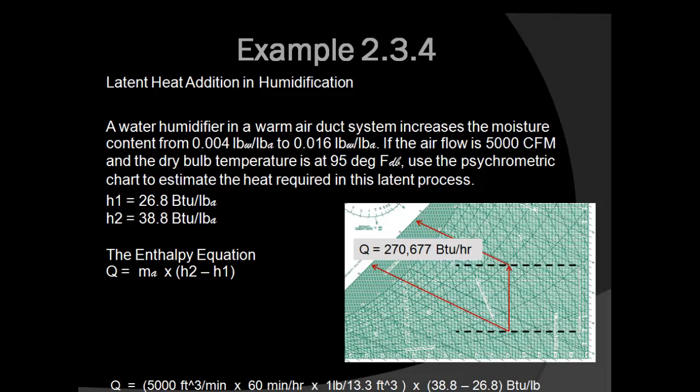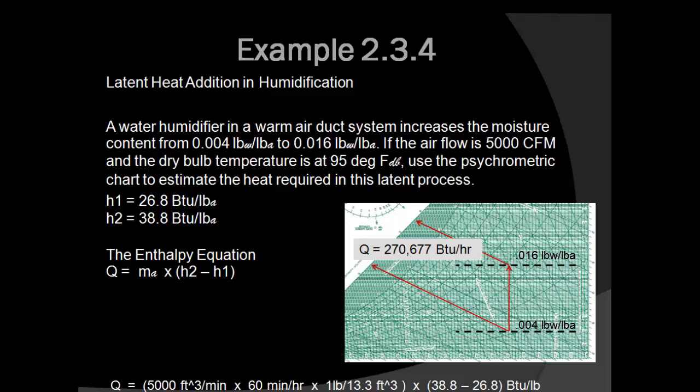A water humidifier in a warm air duct system increases the moisture content from 0.004 to 0.016 pounds of water per pound of air. If the airflow rate is 5,000 CFM and the dry bulb temperature is at 95 degrees dry bulb, then use the psychrometric chart to determine the heat required in this latent process.